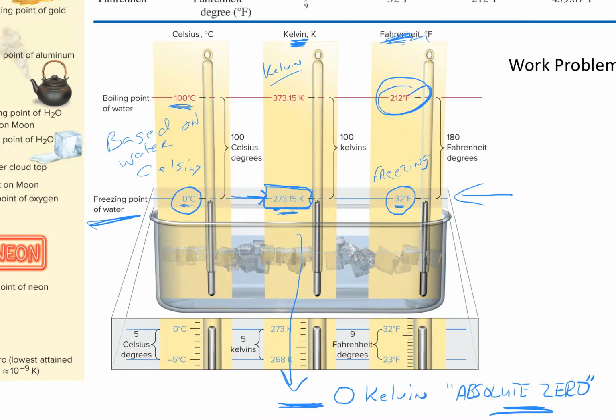Now the boiling point in the Kelvin scale of water is 373.15. And notice that the gap between the freezing and the boiling point is 100 degrees Kelvin, or 100 kelvins. That's the same as the gap in Celsius. So the cool thing about this is that the gap of 1 degree Celsius is the same as 1 Kelvin degree. In other words, the magnitude of 1 degree is identical. A 1 Celsius degree temperature change is equivalent to a 1 Kelvin degree temperature change.